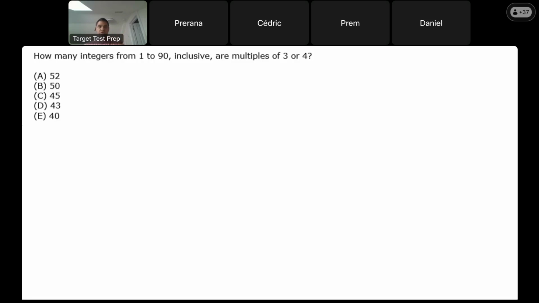All right, I see some answers trickling in here. So the key with a question like this is we're dealing with overlap. When they say multiples of 3 or 4, you're going to notice that there are multiples that are going to be double counted here, and you need to account for those multiples. That's going to be the LCM of 3 and 4, or 4 and 3, whatever you want to call it, 12. So the first thing is you figure out, well, how many multiples of 3 are there?